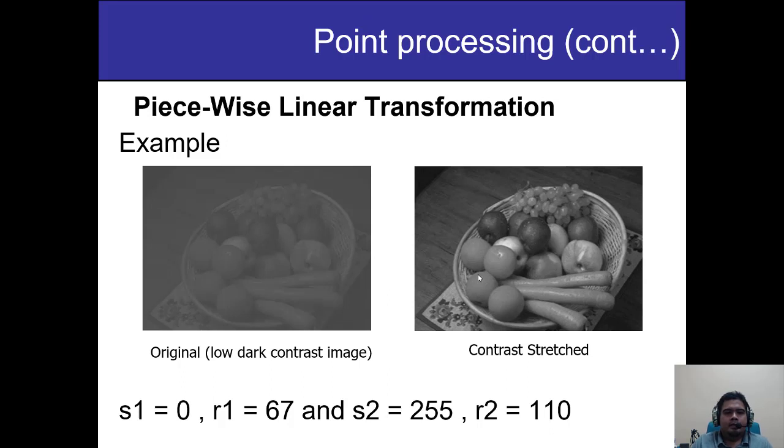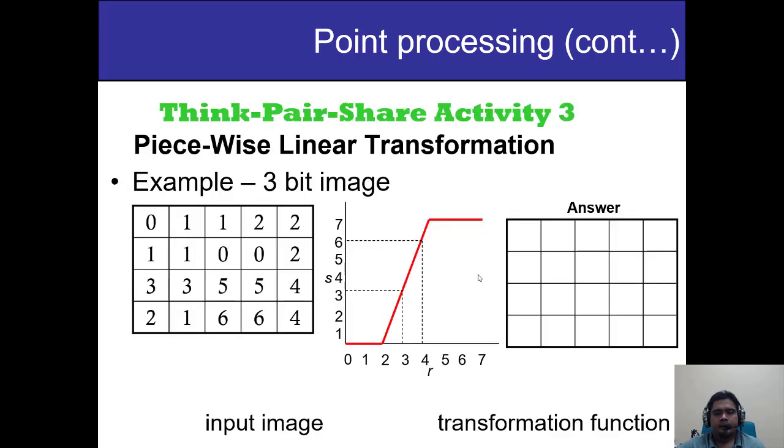Okay, let's discuss this example. This is an example where you are using a piecewise linear transformation function. You can see that S1 is equal to 0, R1 is equal to 67, and if you map the transformation function, it looks like this one. I'm sorry, not this one.